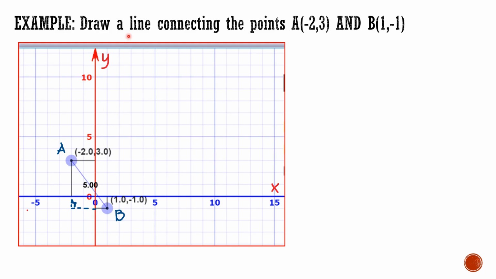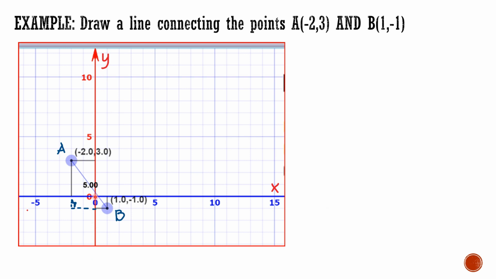Example, draw a line connecting the points A (-2, 3) and B (1, -1). Meron daw po tayong dalawang points, A and B. Nag-pre-draw na po ako dito ng Cartesian coordinates para makasave po tayo ng time, ano? At imagine niyo, kunwari may graphing paper tayo, this is the x-axis and this is the y-axis.